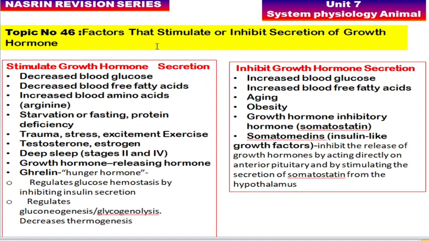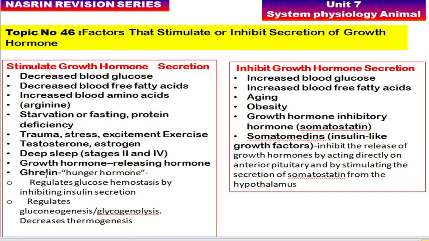Next, the factors that stimulate or inhibit the secretion of growth hormone. These are the factors that will stimulate growth hormone secretion. When the blood glucose is decreased, or blood free fatty acid is decreased, or blood amino acids like arginine levels are increased, in addition to starvation, fasting, protein deficiency, trauma, exercise, excitement, testosterone concentration, deep sleep, or growth hormone releasing hormone, if these are increased, it will be stimulating growth hormone secretion.